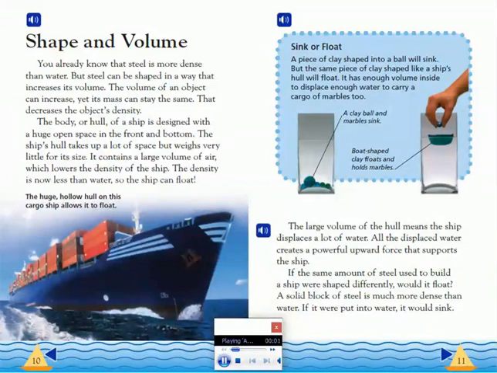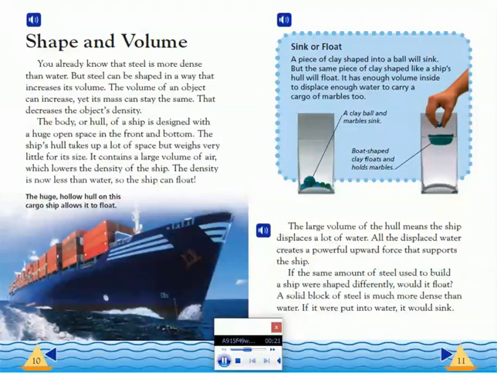Shape and volume. You already know that steel is more dense than water. But steel can be shaped in a way that increases its volume. The volume of an object can increase, yet its mass can stay the same. That decreases the object's density.